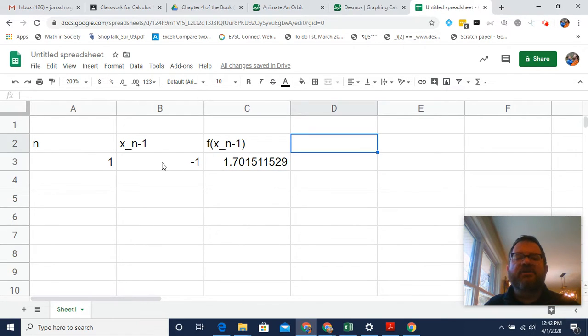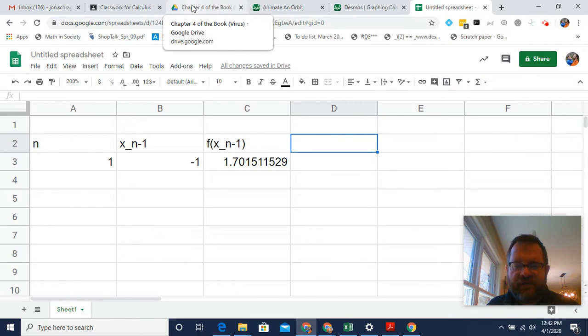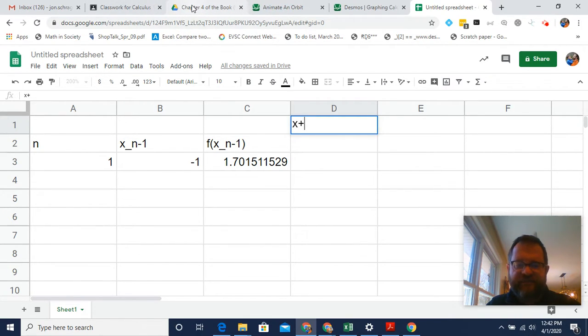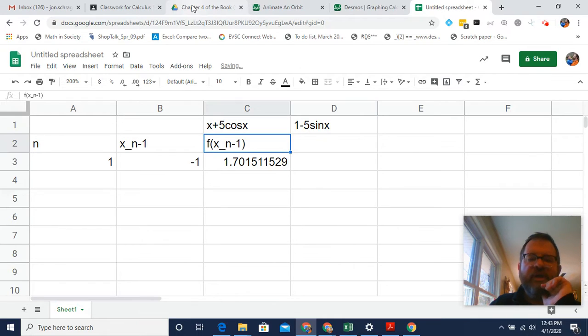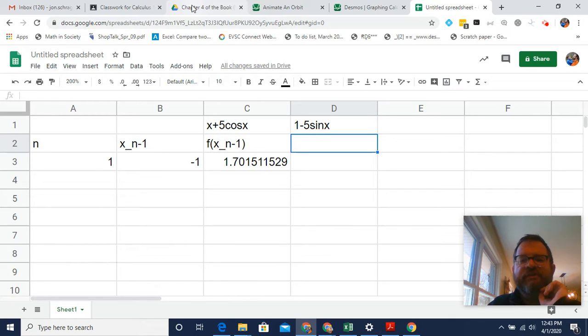Now we need to know the derivative of that function. The function, remember, was x plus 5 cosine x. And the derivative of that will be 1 plus 5, oh, the derivative of cosine, sorry, will be minus. That's what the derivative is going to be. So let me rearrange this here. Let's put this one over here so we know what's going on. So f of x is x plus 5 cosine x, and the derivative is 1 minus 5 sine x. So the derivative at x sub n minus 1.